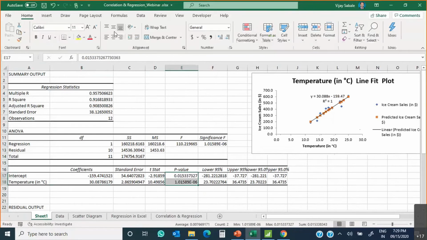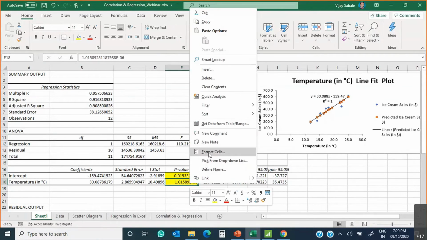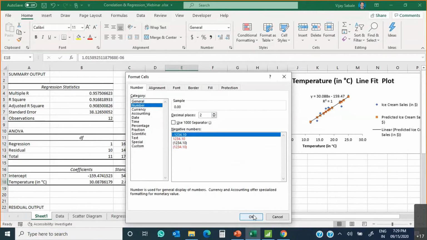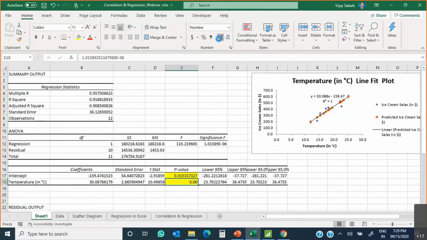If this p-value is less than 0.05, then we say that there is a significant relationship between them. Now we can see the temperature, which I just converted to a number. You can see this p-value is 0.00000, so it is less than 0.05. That indicates a very strong relationship between temperature and ice cream sales.